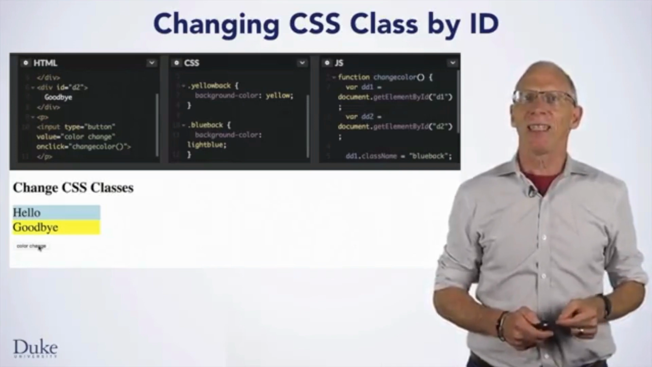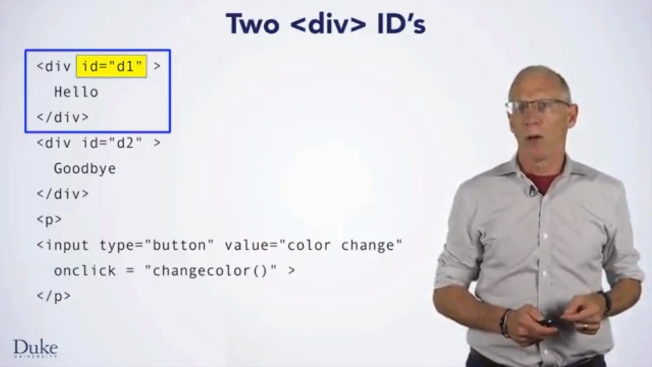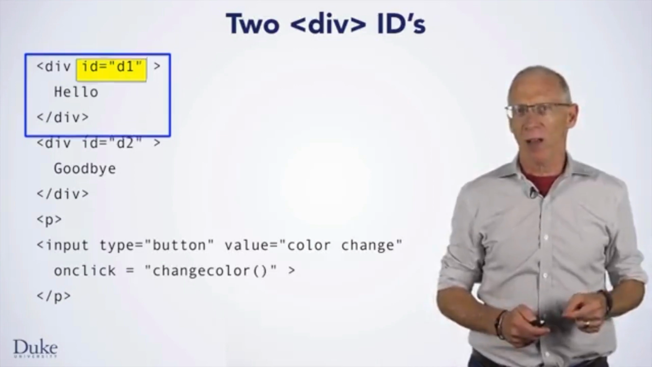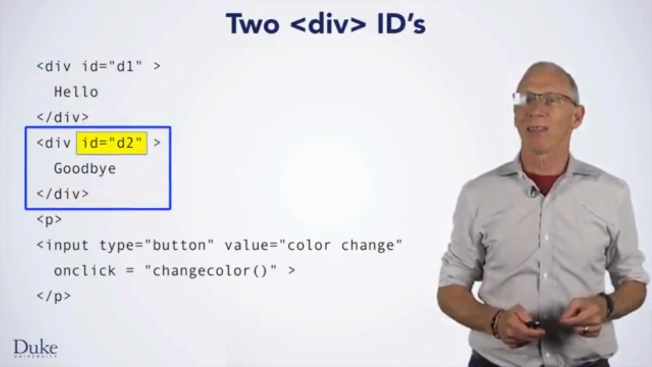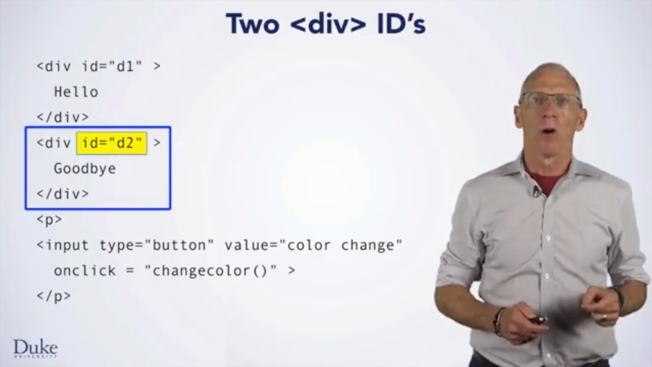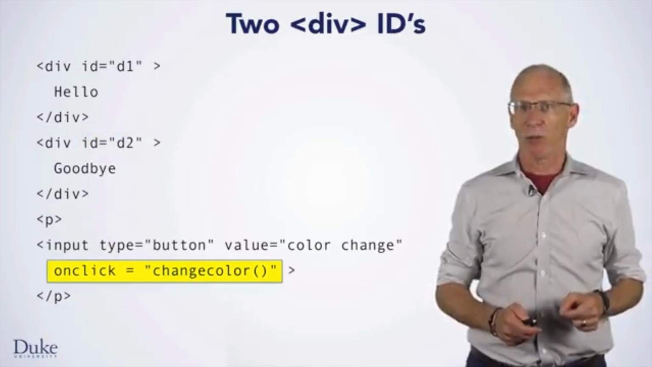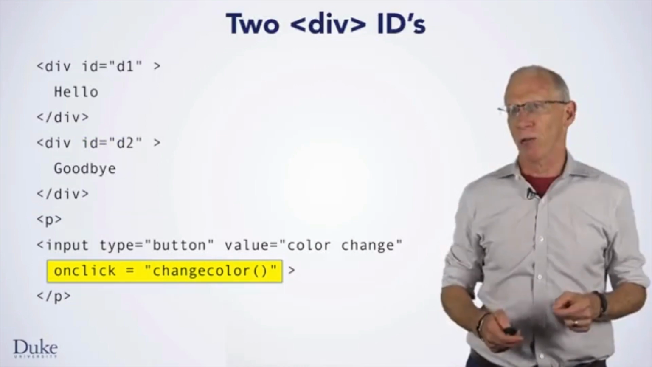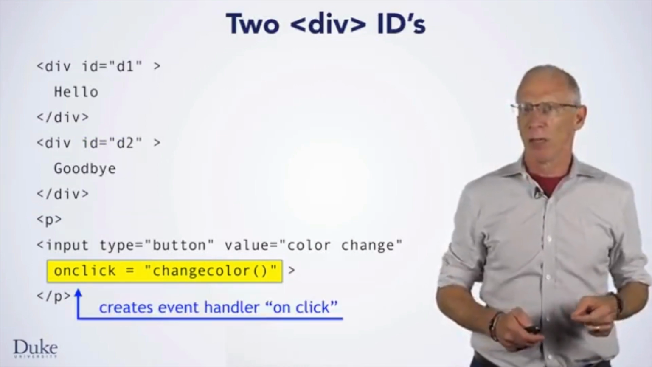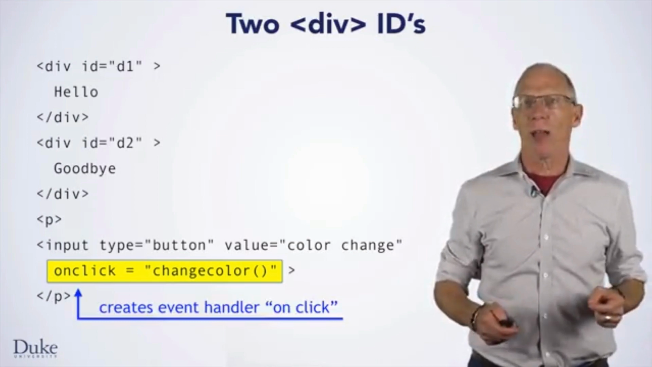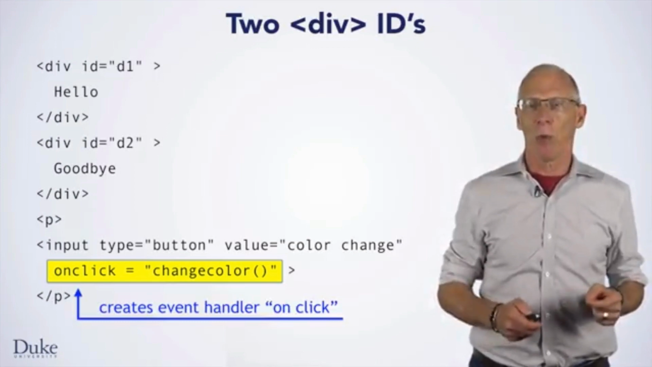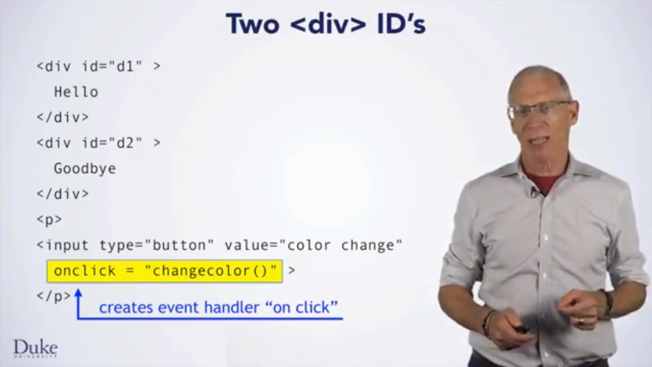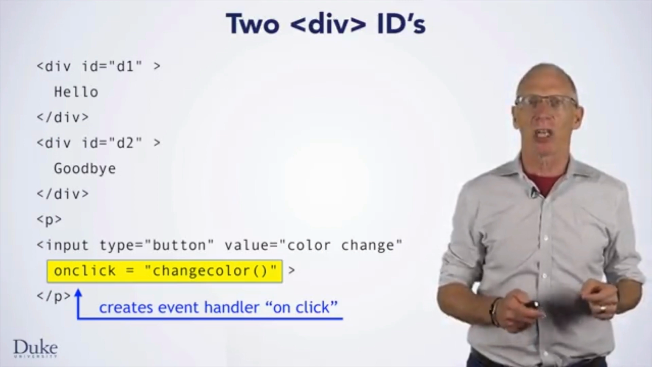You may remember that each div has a different ID. One, which displays hello, has the ID D1, as you can see here. The other, which displays goodbye, has the ID D2. Recall that the onClick event attribute tells the page to create an event handler to execute the JavaScript code that follows. You'll be able to use JavaScript to access the div or whatever other element you tagged with the ID D1. That makes it possible to change the features of an element, as we'll see. In this example, the JavaScript function is called changeColor.